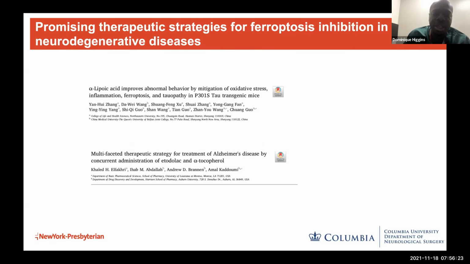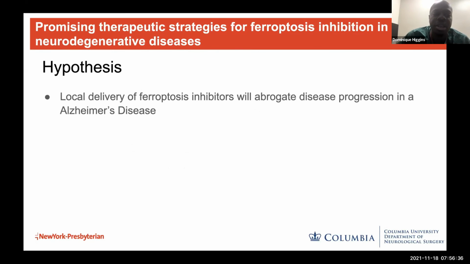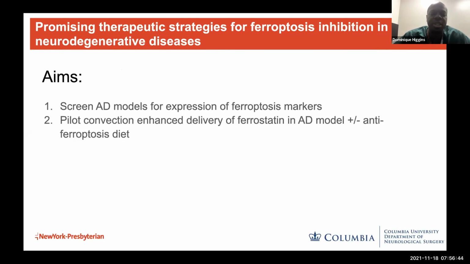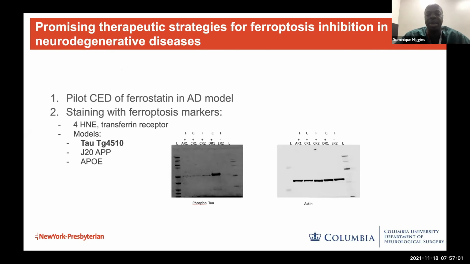And oxidative stress has long been shown to play a prominent role in tau phosphorylation, as well as just general antioxidant benefits for Alzheimer's patients. So our strategy is to say, can we locally deliver ferroptosis inhibitors and see if we can slow progression of the disease in Alzheimer's models? And our plan is to screen a variety of these models in combination with our Tau Alzheimer's Center at Columbia, and then pilot convection enhanced delivery of ferrostatin inhibitor in these Alzheimer's disease models, plus or minus a diet.